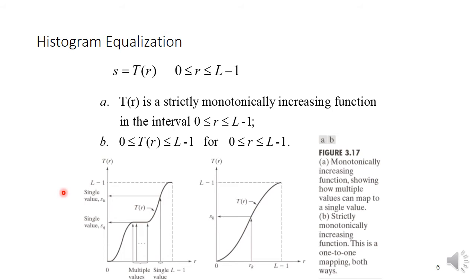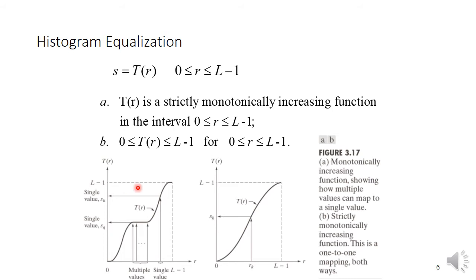the other point is that we apply the transformation function on input values, which are denoted by R, and the range of R was 0 to L minus 1. After applying the transformation, the range will not get any change, and it will remain the same. So it will again be 0 to 255.